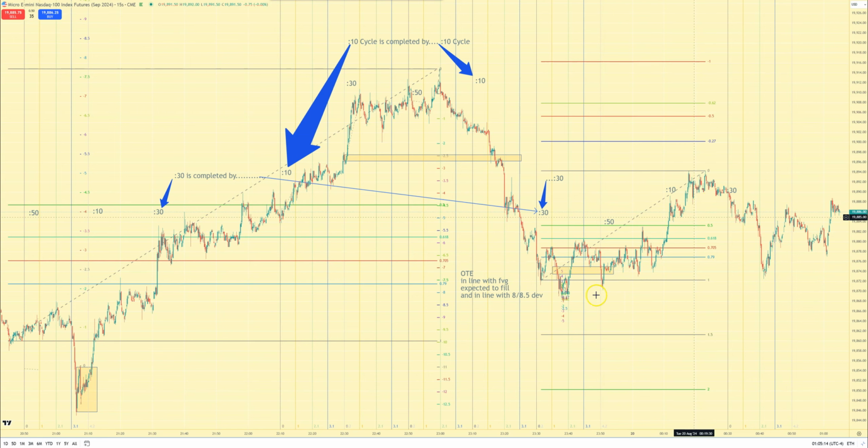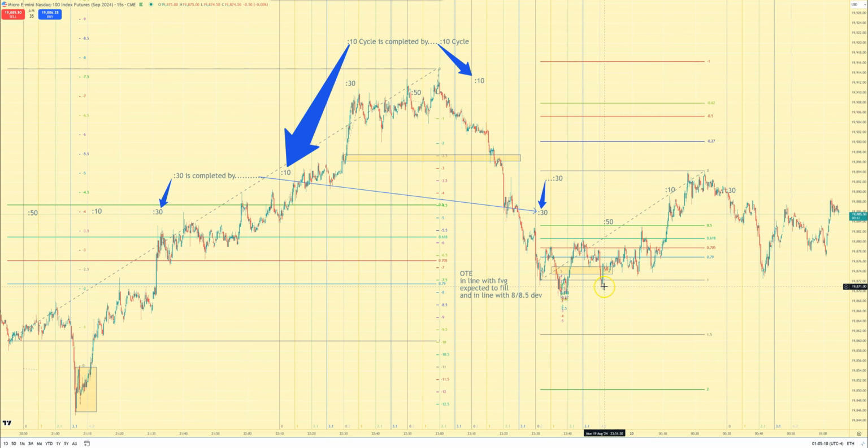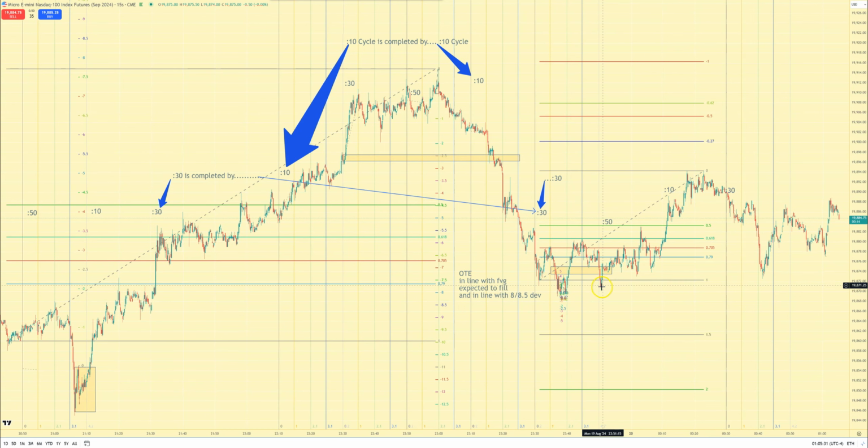Then it went and never touched it again. So this is really amazing stuff. Now we noticed that it had 3 cycles, and then did a stop run and started to go up. So from 50, it did 50, 10, 30, and then 30 completed to 50.